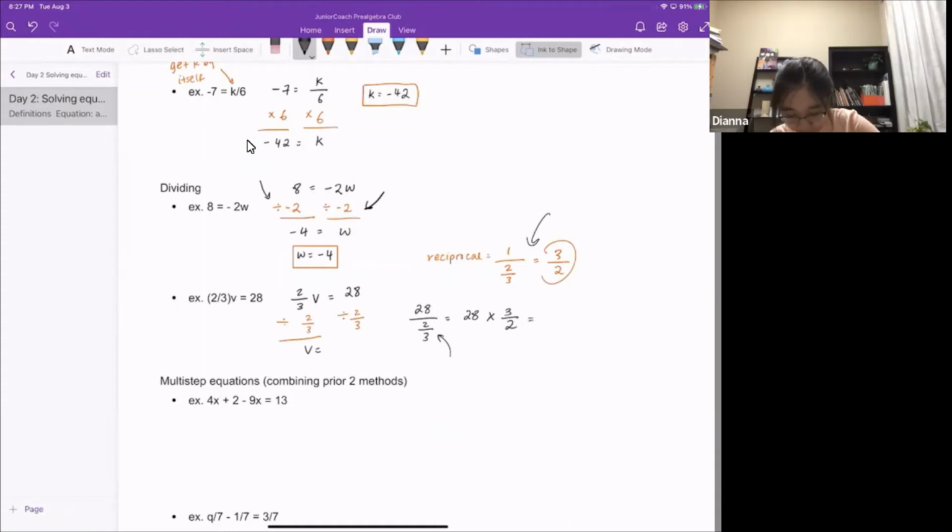And so I'm going to simplify it before I actually do the math. So 2 and 28, these can cancel. 28 divided by 2 is going to be 14. And 14 times 3, show it off to the side here, it's going to be 1 carries over. It's going to be 42. So this is going to be 42. And that's going to be my answer.